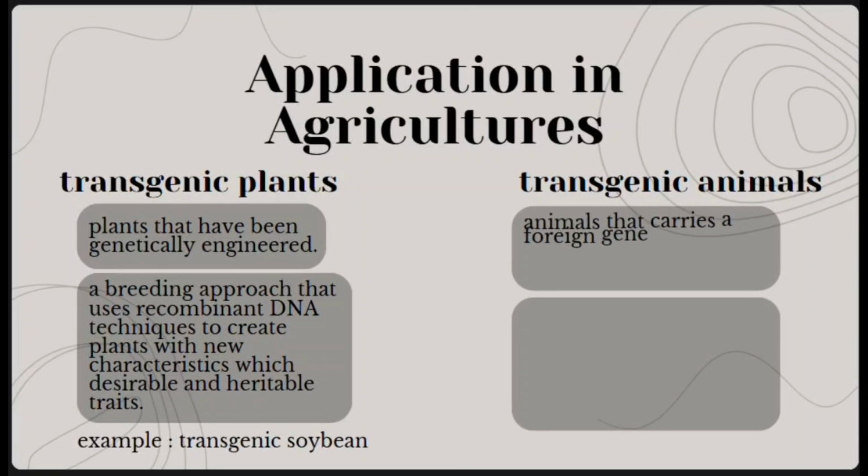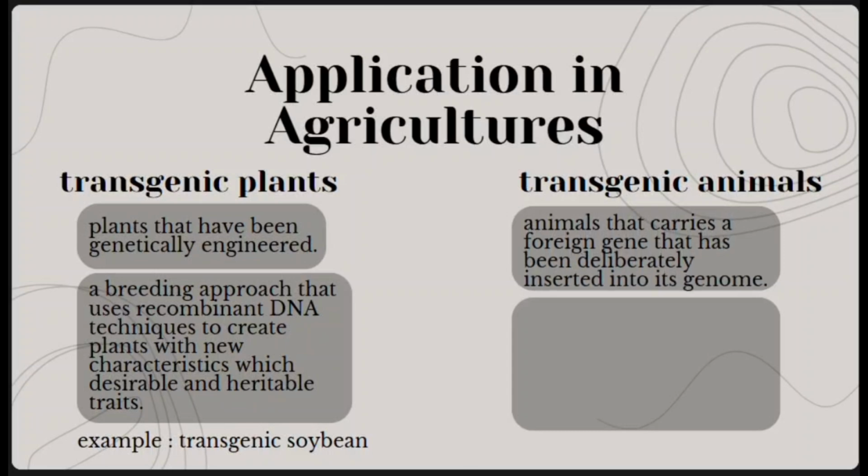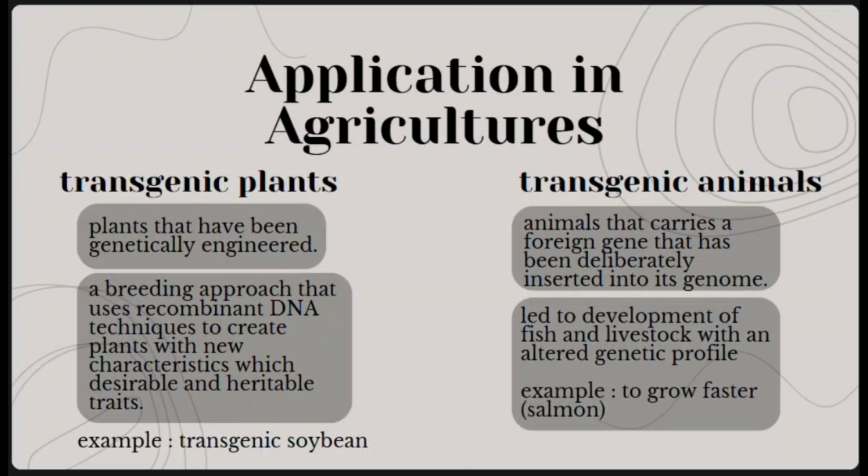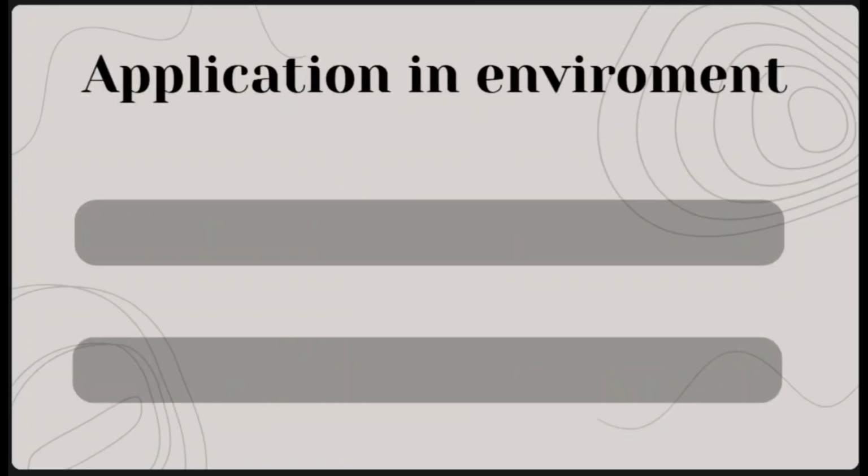Next, transgenic animals. Transgenic animals are animals that carry a foreign gene that has been deliberately inserted into their genome through genetic engineering techniques. This process allows scientists to introduce specific traits or study the function of genes, enabling advancement in research, medicine, and agriculture. Transgenic animals also led to the development of fish and livestock with an altered genetic profile, for example, to grow faster, like salmon.